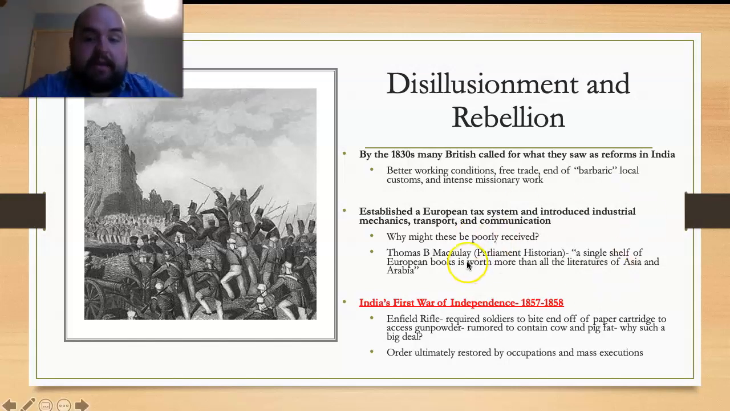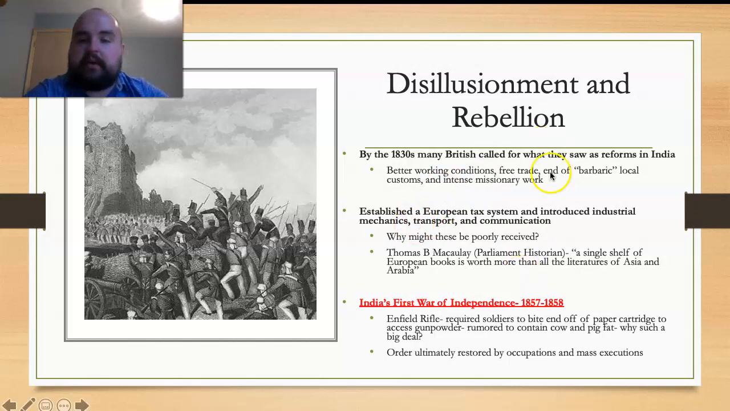But yeah, as you can probably guess from this quote right here, most Indians often felt that Europeans were being smug and superior in their control over them. For example, during this time period, as I showed here, there was a historian who worked for the British Parliament named Thomas Macaulay, who once wrote that a single shelf of European books is worth more than all the literatures of Asia and Arabia. So essentially, even though many British felt that they were trying to improve Indian life, many Indians felt that they were trying to run over them and destroy their local culture.